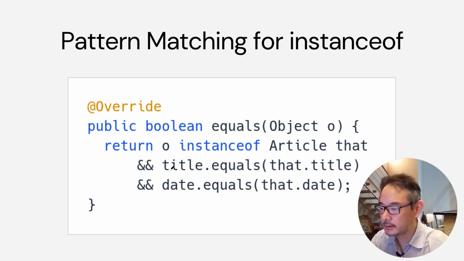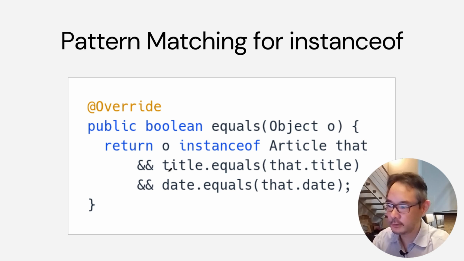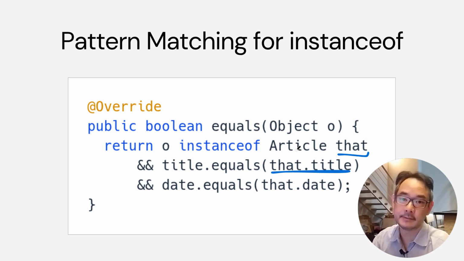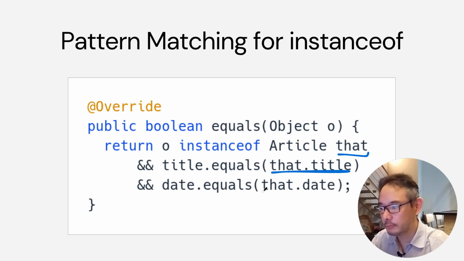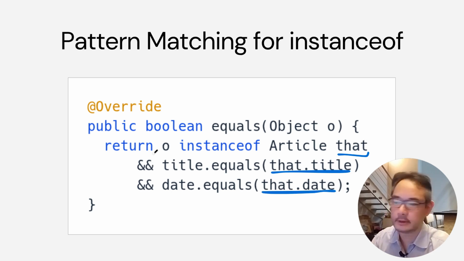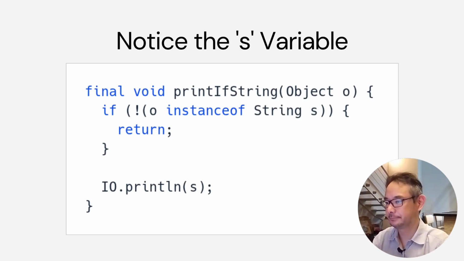And the interesting part here is that that variable is in scope to the right of the conditional and operator. So you can see that we can access that variable, which is an article variable, to the right of the conditional and operator. Let's see another example.